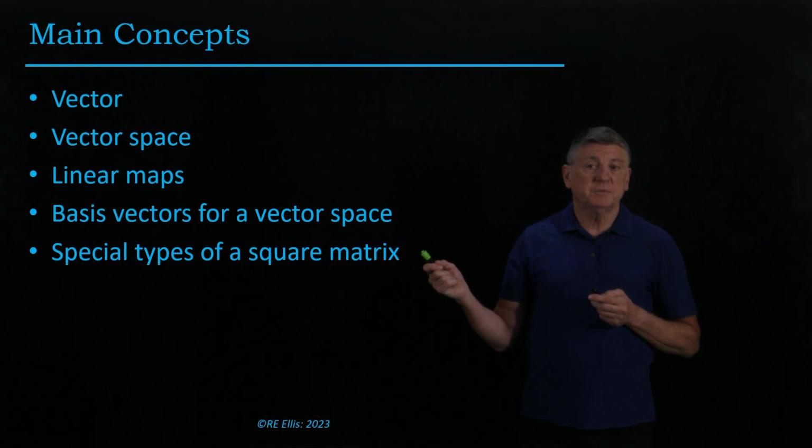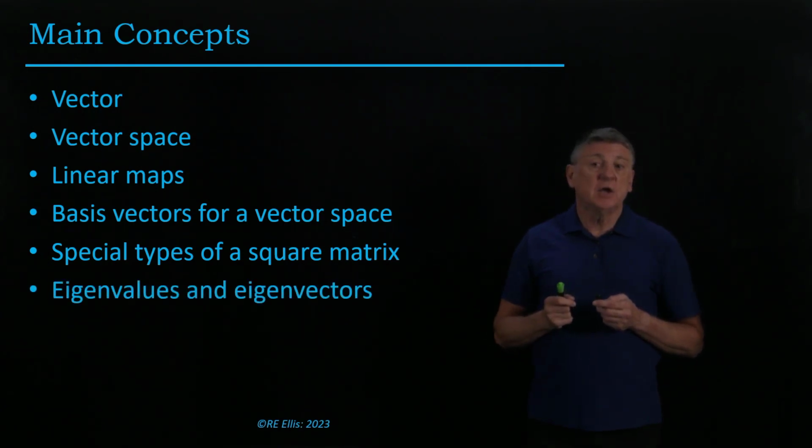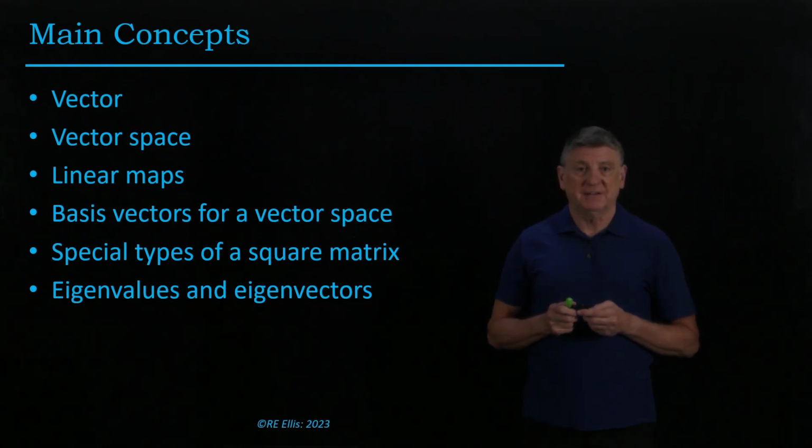Some of the special types of linear maps or square matrices are important from prerequisite material and for our course in linear data analysis. And we'll also review a little bit about eigenvalues and eigenvectors.